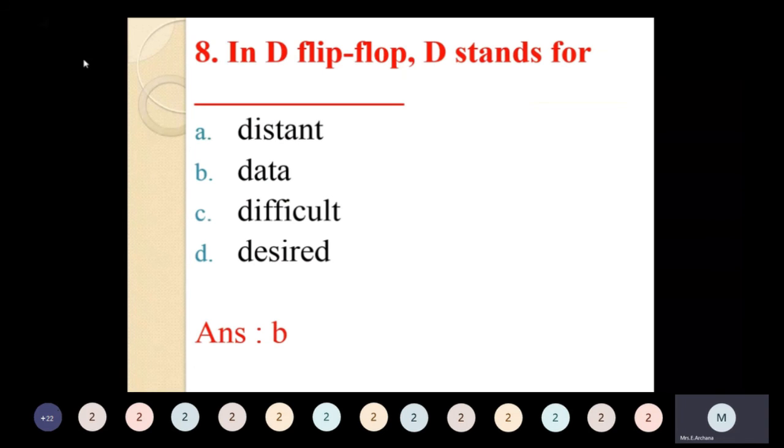In D flip-flop, D stands for data flip-flop or delay flip-flop. So the options available here are distant, data, difficult and desired. So we have the option data flip-flop. So the correct answer is B. D stands for data flip-flop.